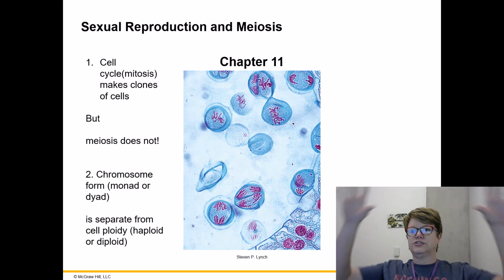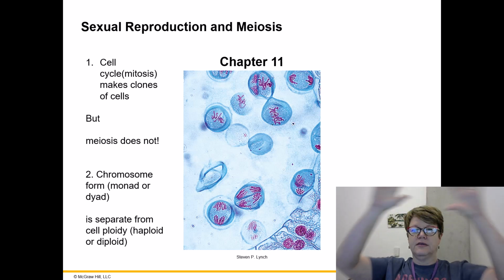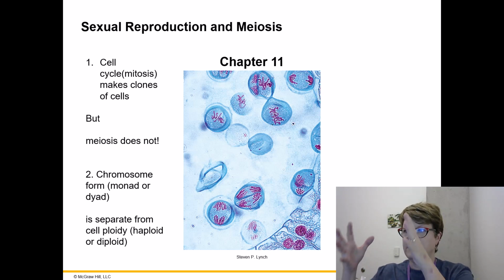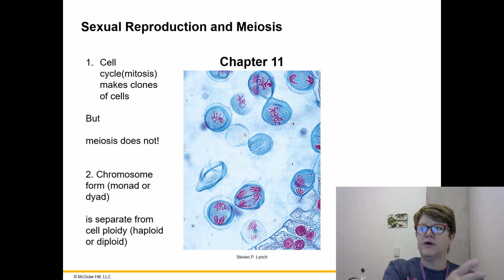So sexual reproduction is this bigger topic, and then it has 2 parts. The first part is a cell division called meiosis, and the second part is a process called fertilization. So in chapter 11, we're going to be focusing quite a bit on the meiosis cell division part of sexual reproduction, but I will also be mentioning what fertilization is. And so you want to keep meiosis sort of in its own category, separate from mitosis, which is the cell cycle. That's why these are 2 different chapters.